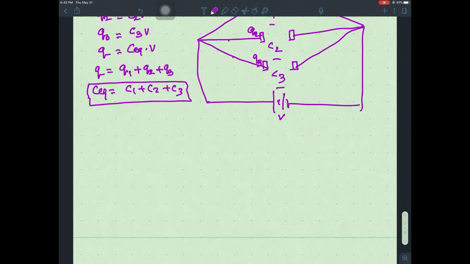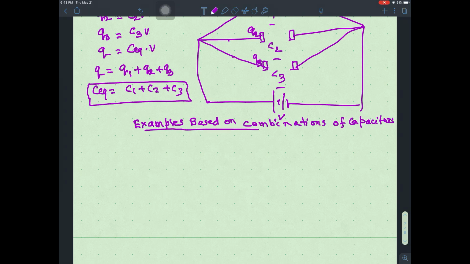Now after seeing the series and parallel combination of capacitors, we will see a few examples based on series and parallel combination of capacitors. We will start with a very simple question.